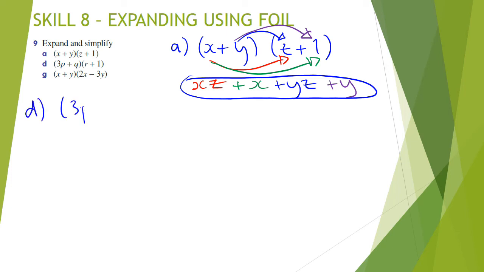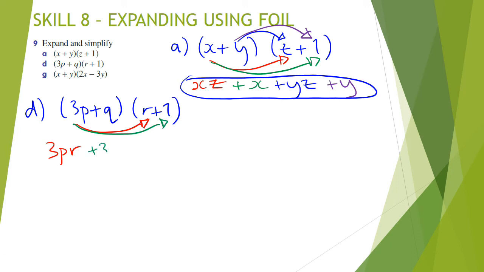D, we've got 3p plus q, and the other bracket is r plus 1. 3p times r is 3pr. You can put the letters in any order, but generally try and go for alphabetical order. The next terms are 3p times 1, simply 3p. Then the inners, q times r, is qr. And the last, q times 1 gives q.